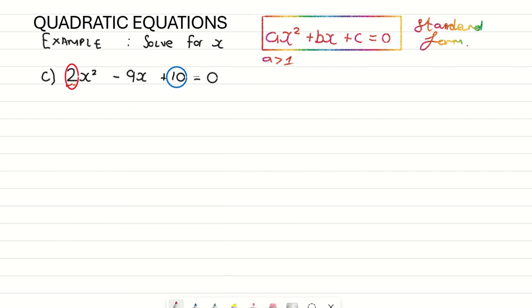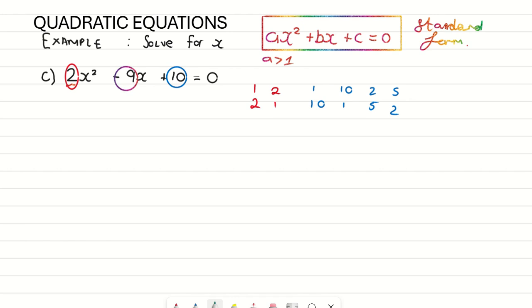So, the factors of a I'll keep in red. So, we either have 1 and 2 or 2 and 1. Then for the factors of c, we have 1 and 10. We can take 10 and 1. We can take 2 and 5. And we can take 5 and 2. And we need to pick pairs that can produce negative 9. Right, that's the goal, to get the middle term.